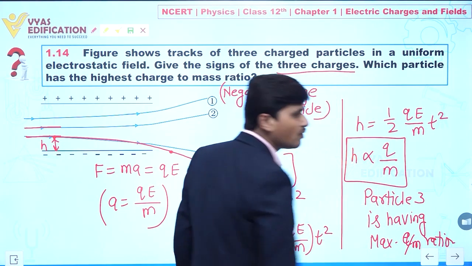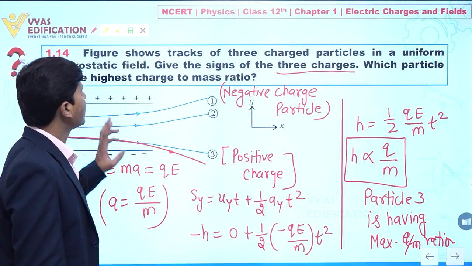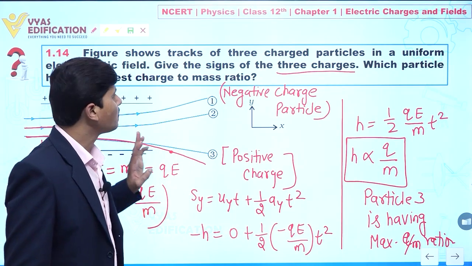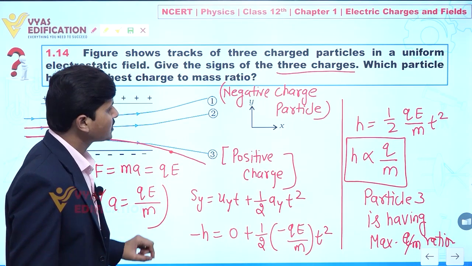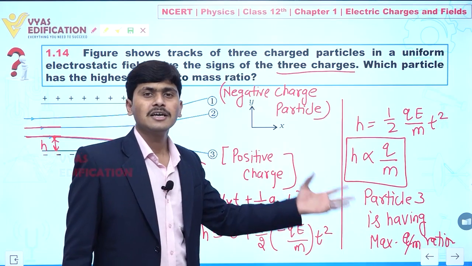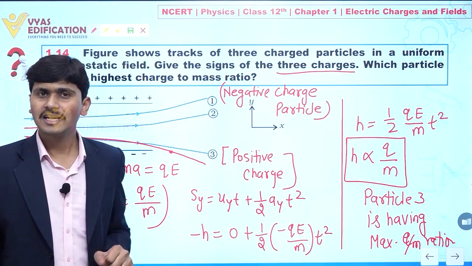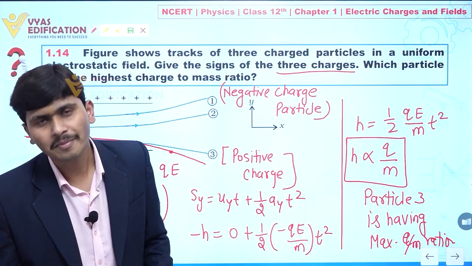Clear to you? So I think this question is clear to you. Number 1, sign of the 3 charges: 1 and 2 are negative and 3 is positive. Highest charge to mass ratio: particle number 3 has the highest charge to mass ratio. Clear to everyone? Yes or no? So this is all about this question.